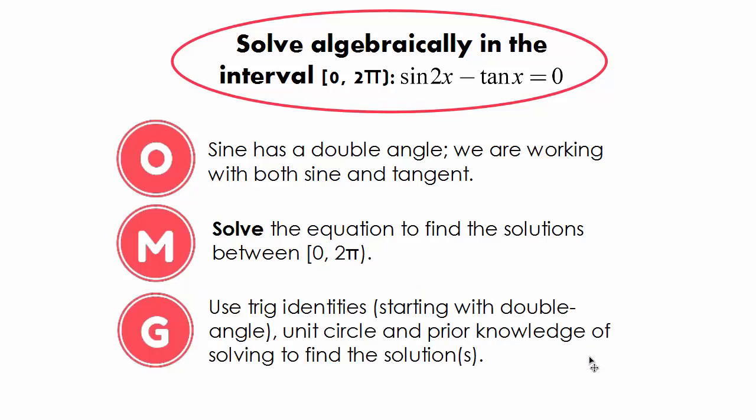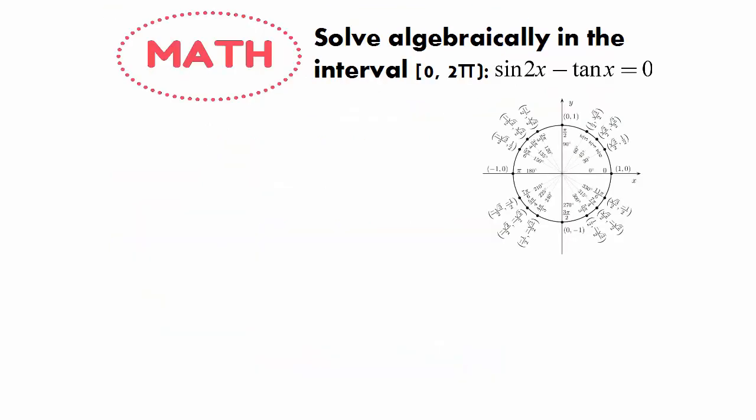Our game plan for doing this is to use trig identities, specifically starting with the double angle because we can't have double angle in solving, then use our unit circle and our knowledge of solving to find the solutions. So again, the first thing we're going to do is take that sine 2x and rewrite it using its double angle identity because we can't solve when we have double angles. So it becomes 2 sine x cosine x, that is its identity, minus tangent we're going to change into sine over cosine, and we're going to set all of that equal to 0.